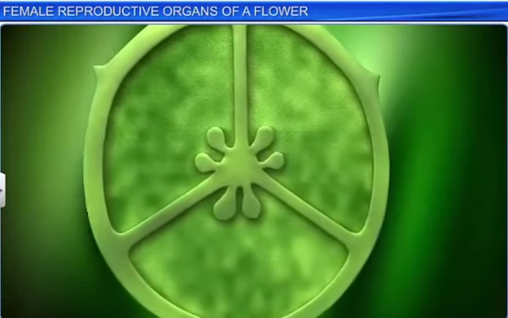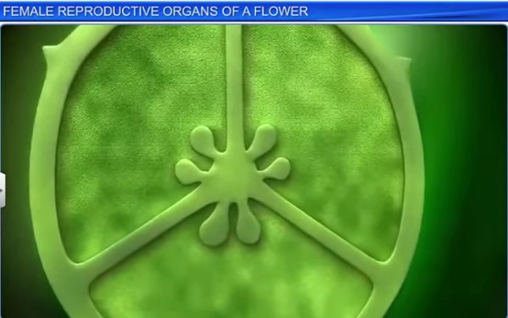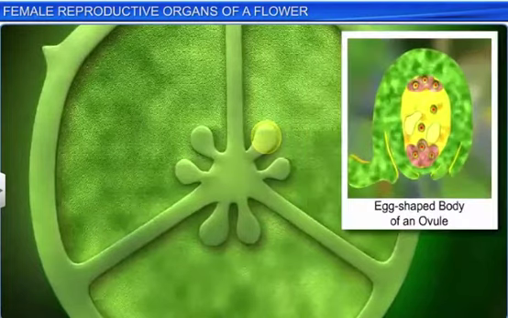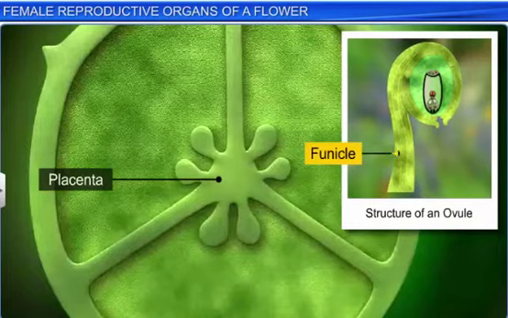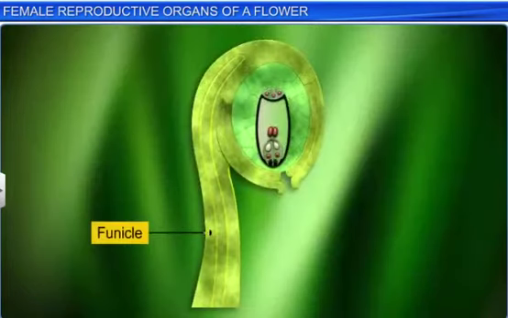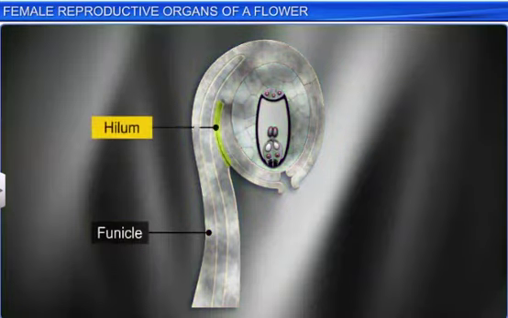The ovule, considered by botanists as the forerunner of the seed, has an oval or egg-shaped body. It remains attached to the placenta by a stalk called the funicle. In fact, the ovule's body fuses with the funicle in a region called the hilum.